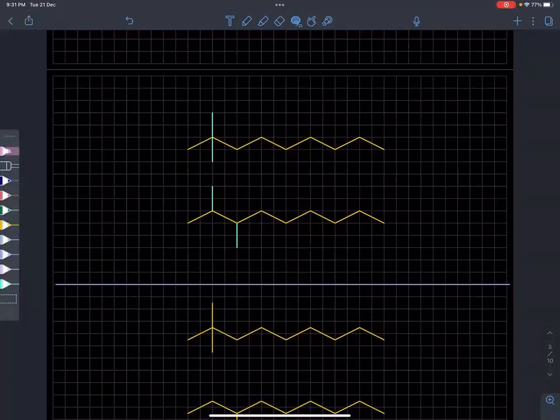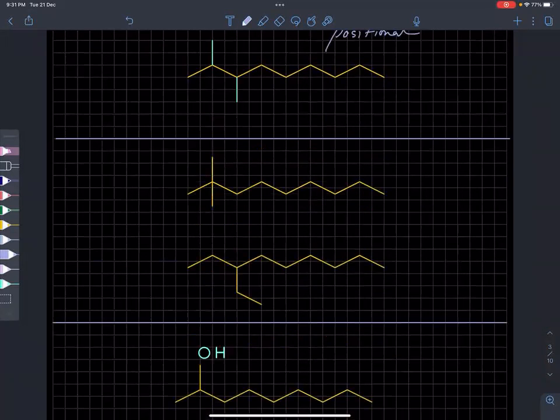The first one will be 2,2 dimethyl. The second one will be 2,3 dimethyl. So only the locants are changing. The parent chain is same. The substituents are same. That's why these are positional isomers of each other.